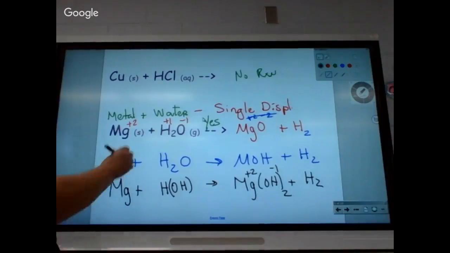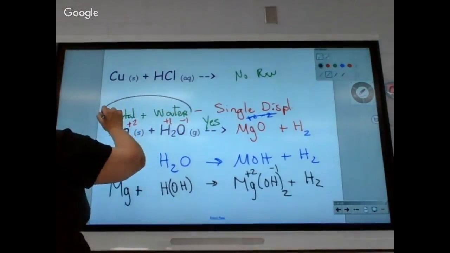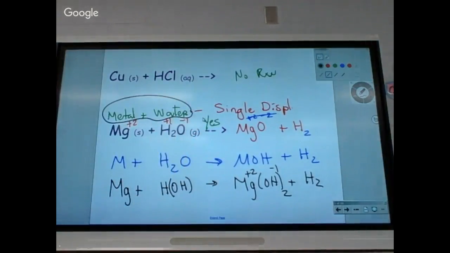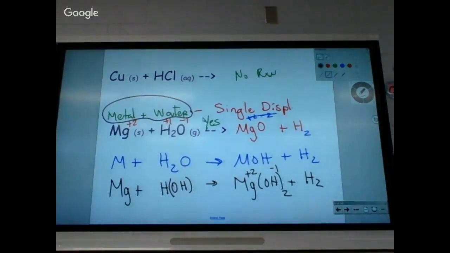Now, the only time this will ever create a problem is when you have a metal plus water. Okay? And there's no way for me to teach it anyway but to tell you to memorize it. Okay? It sneaks up and bites people all the time. That's just one that you have to memorize. It's the only one you have to memorize. Or you got to look it up on your blue sheet. Okay?